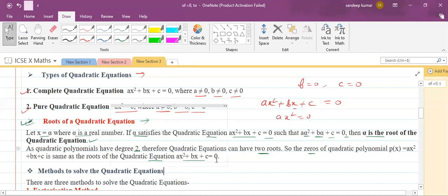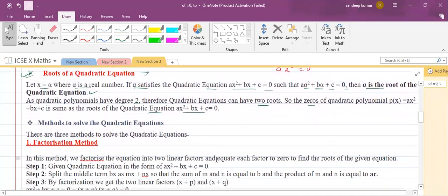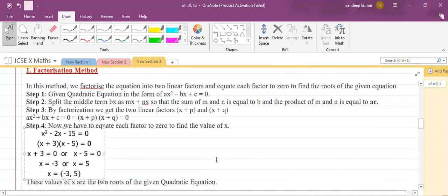Now we'll study methods to solve the quadratic equation. Generally we have a few methods. The factorization method is there. We can also solve the quadratic equation by completing the squares, and the third method is by the quadratic formula. First we'll study the factorization method. In this method we factorize the equation into linear factors and equate each factor to 0 to find the roots of the given equation.